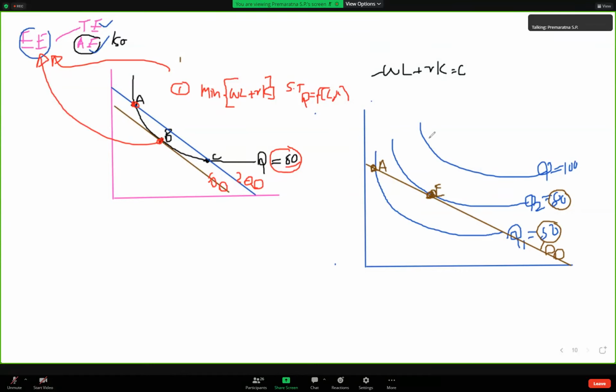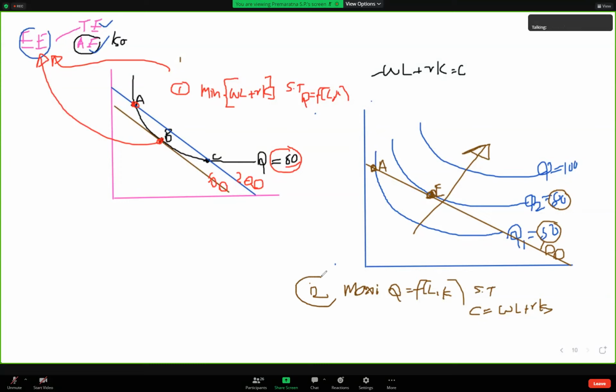So there the producers use the strategy to maximize output. Maximize output means the producer tries to go in this direction, but subject to the constraint of the given cost, here 100. So either using the second strategy or the first strategy, finally producers reach economic efficiency.